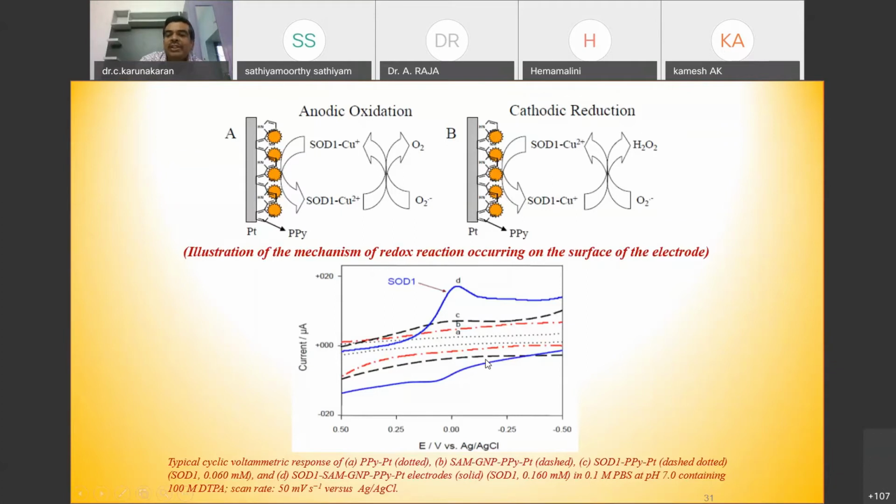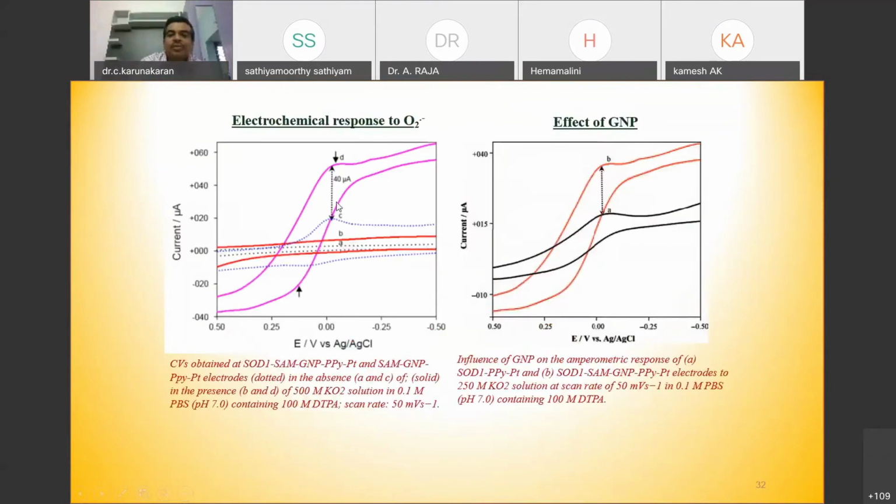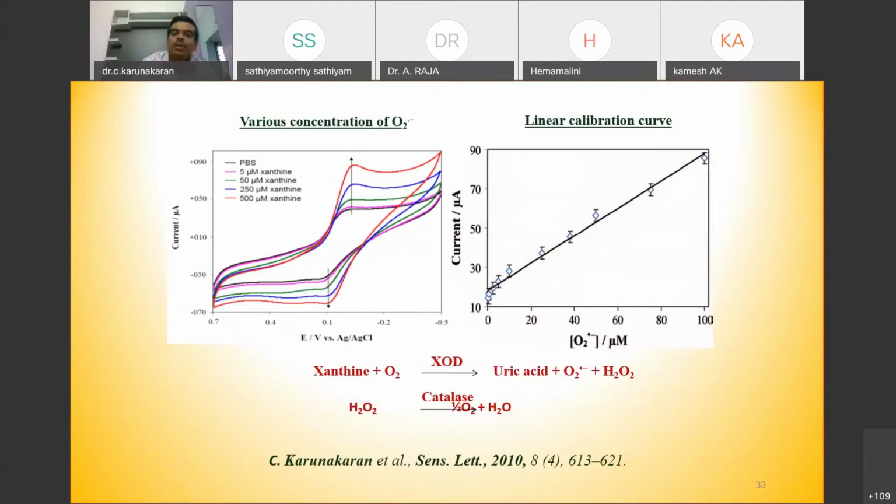So we have characterized whether the electrode is immobilized with the enzyme. This peak is due to copper redox, Cu2+ to Cu+. In the presence of superoxide ion radical, as you see, the peak current response increases. This is due to the increase in the current response due to the gold nanoparticle. We have carried this out without nanoparticle and with nanoparticle, and we have also generated superoxide radical by an enzymatic method and detected the increase using xanthine. In the presence of xanthine oxidase, the superoxide radical concentration increases, and the peak current increases, as you see here.